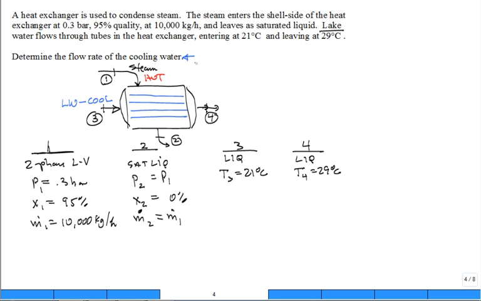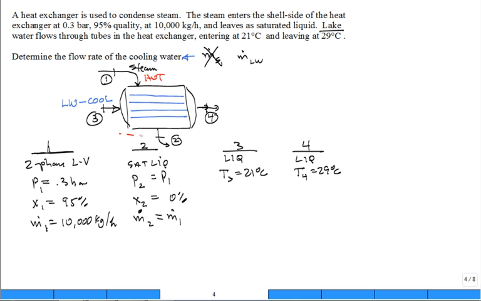All right. Now, what is the flow rate of the cooling water? What are they asking me? Are they asking me for the flow rate of the steam or the mass flow rate of the lake water? Which one? It's lake water. True. They gave us the mass flow rate of the steam, 10,000 kilograms per hour. So how do we solve for m dot of the lake water?